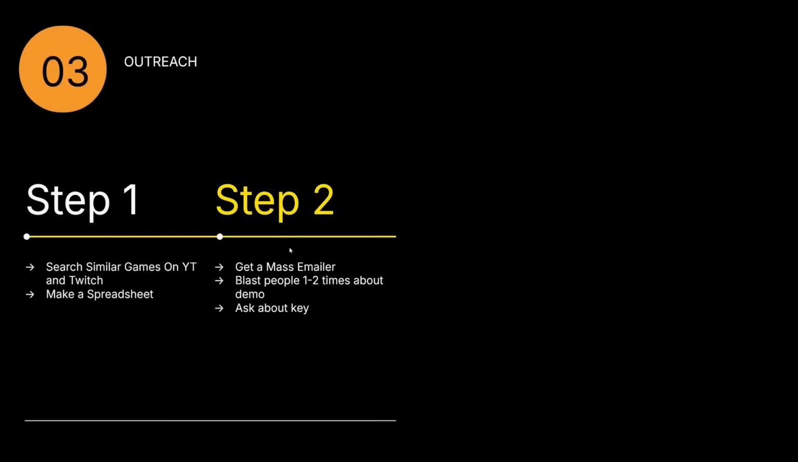And then do an email blast. I didn't do this part. I wish I had done this part. This would have changed things. I probably would have sold double if I had done this. I just did this part. After you make the spreadsheet, get your mass emailer.